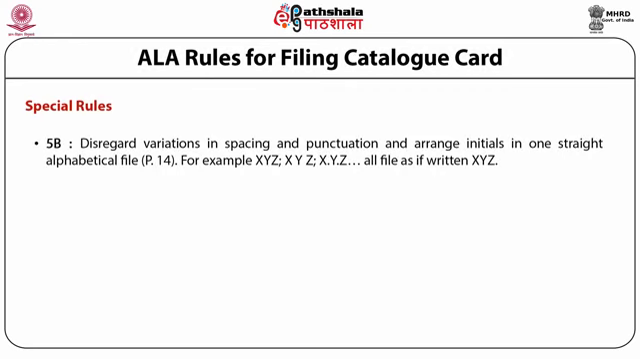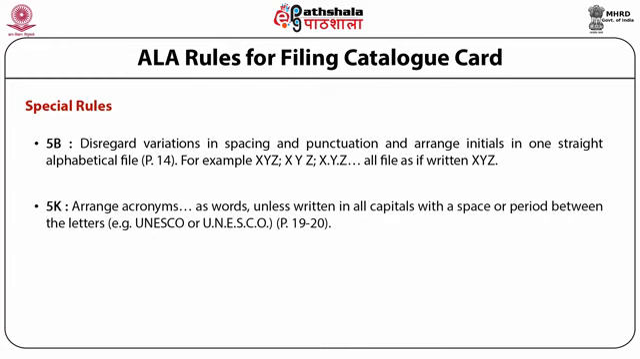Rule number 5B. Disregard variations in spacing and punctuation and arrange the initials in one straight alphabetical file. This rule is given on page number 4. For example, XYZ, X space Y space Z, X dot Y dot Z, all file as if written as XYZ. Rule number 5K. Arrange acronyms as words unless written in all capitals with a space or period between the letters. For example, UNESCO. This rule is given on page number 19 and 20.